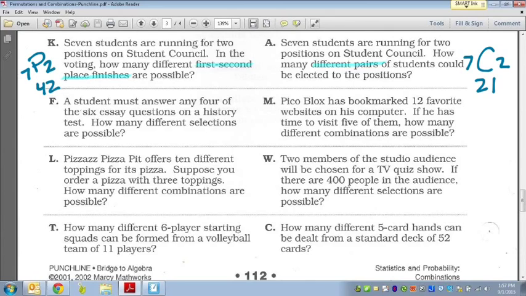Okay, let's take a look at letter F. So letter F is going to be a good one there, and then we'll also take a look at letter T, and then we'll talk about the other ones in class if you have questions. So, letter F. A student must answer any 4 of the 6 essay questions on a history test. How many different selections are possible?